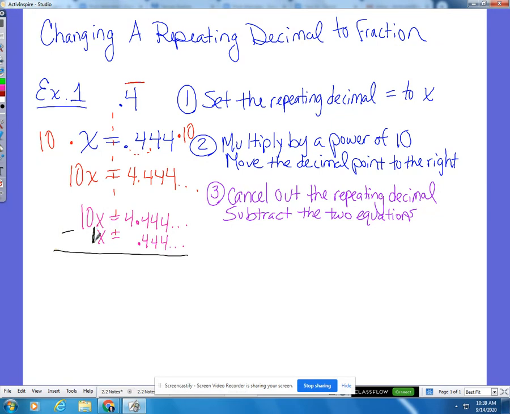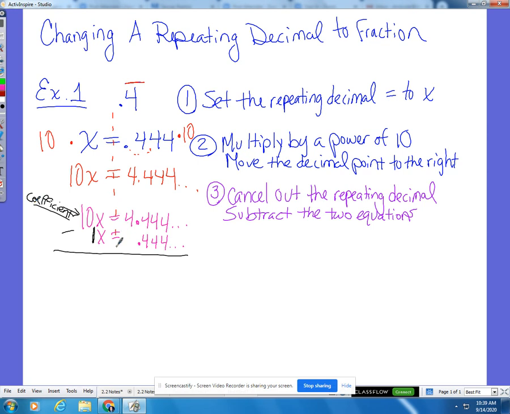1x is the same as x. There's an invisible coefficient of 1. Your number in front of a letter is a multiplier. We call that a coefficient. And right now we are using algebra to go from a repeating decimal to a fraction.